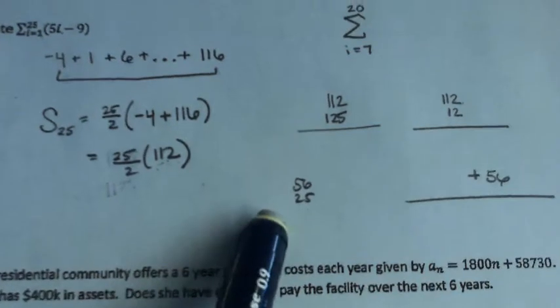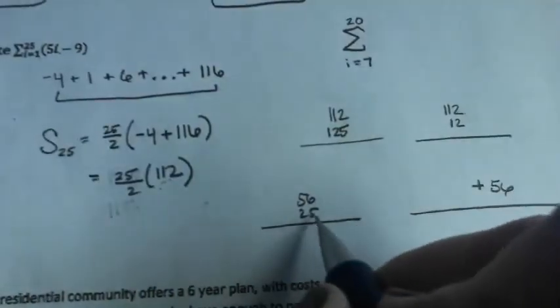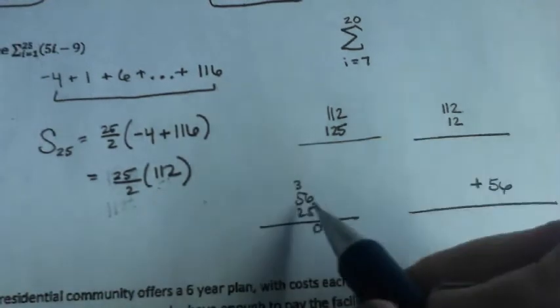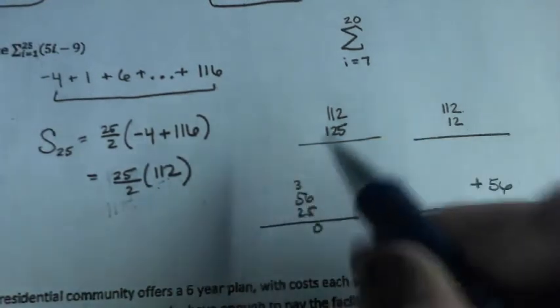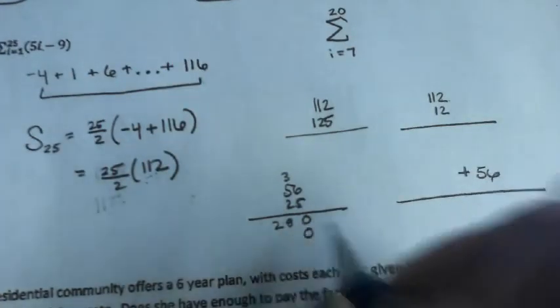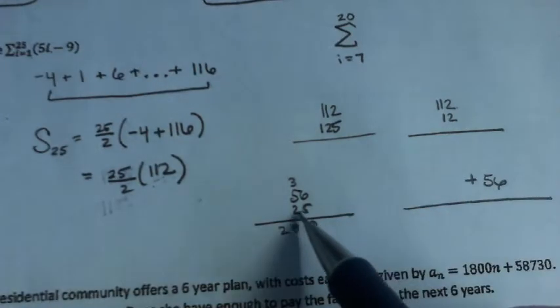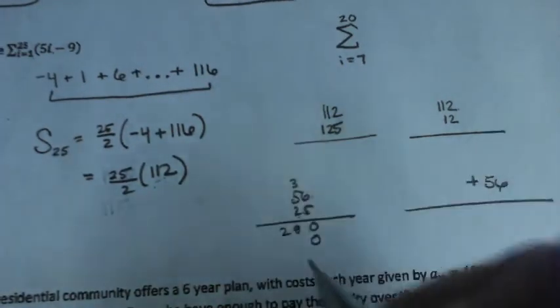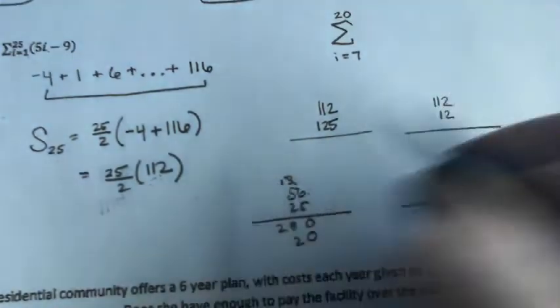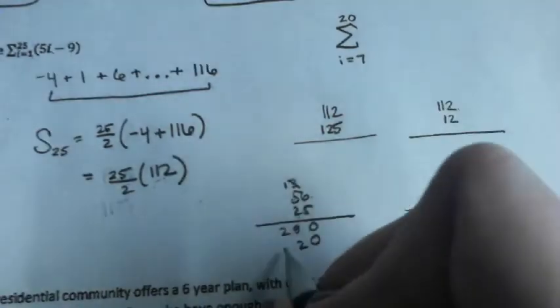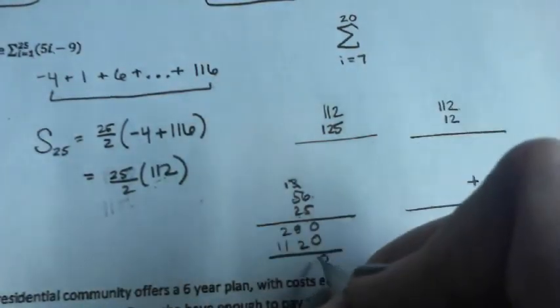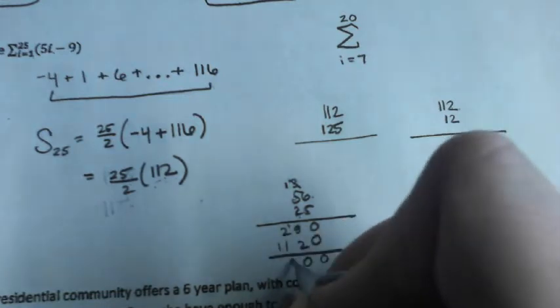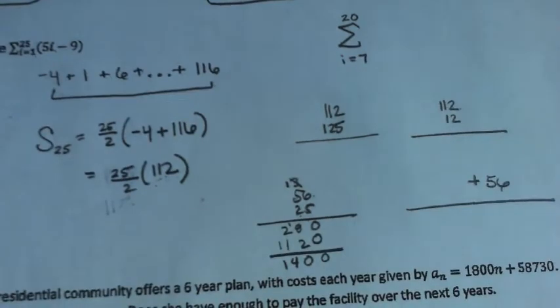I'm going to do this one. I think that one's easiest. 6 times 5 is 30. Carry your 3. 25 plus the 3 is 28. Fill your 0. Move to your tens place. 2 times 6 is 12. Now we're carrying a 1. 2 times 5 is 10. Plus 1 is 11. $1,400. Good?